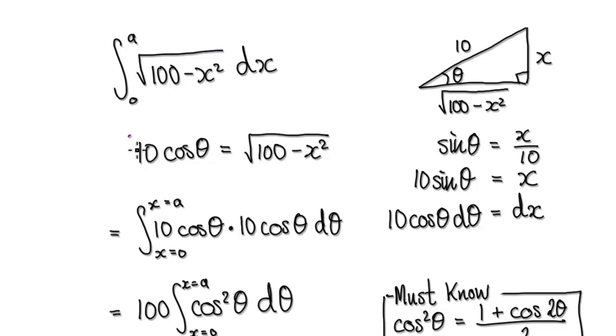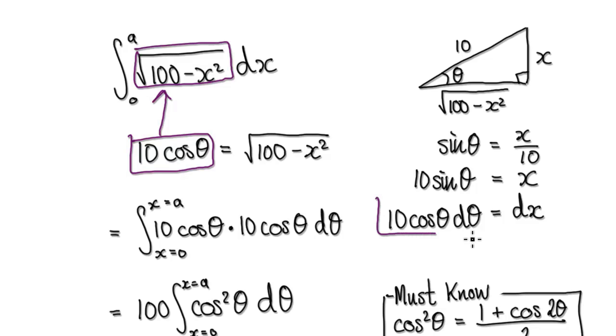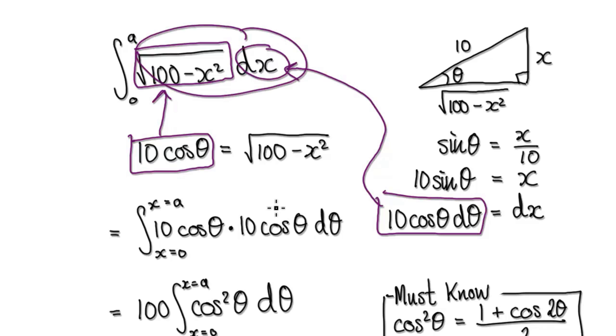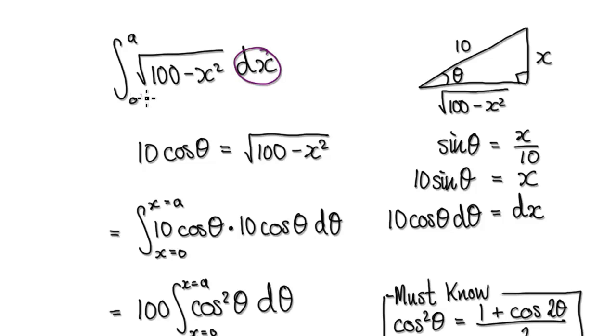So now we can put this into this square root thing, and then this dx thing, we can put into the dx. So this whole thing here will then become this. Remember up here we are integrating from 0 to a. So that's, this is us integrating with respect to x.